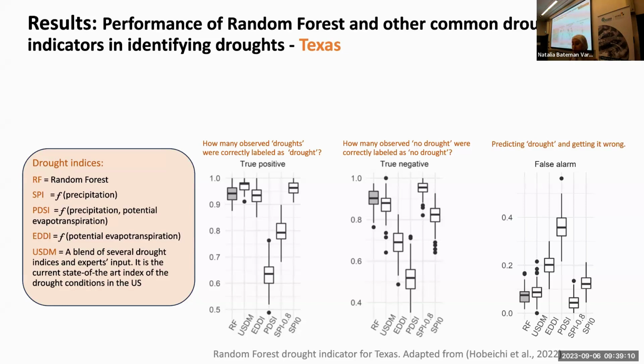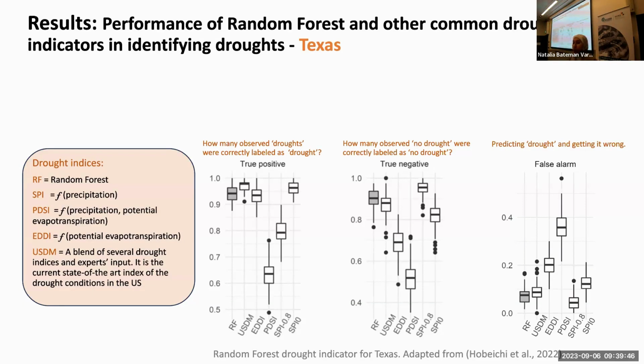And we compared it with, so RF is our random forest. AD, PDSI, and SPI are 3 commonly used drought indices based on different climate variables. For SPI, we tested several thresholds, and we put the best results here. And USDM, it's the current state-of-the-art drought index of the US, and it's a blend of several drought indices and experts' input. So it's not automated, but it's now the state-of-the-art index there.